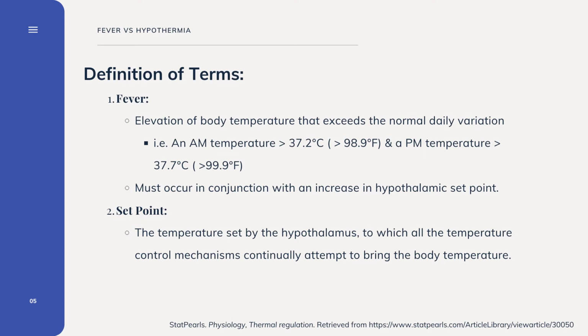Before we proceed, let us define a few terms. Fever is an elevation of body temperature that exceeds normal daily variation and occurs in conjunction with an increase in the hypothalamic set point. Set point is the temperature set by the hypothalamus to which all temperature control mechanisms continuously attempt to bring the body temperature. It very much resembles the setting of a home thermostat to a desired ambient room temperature.